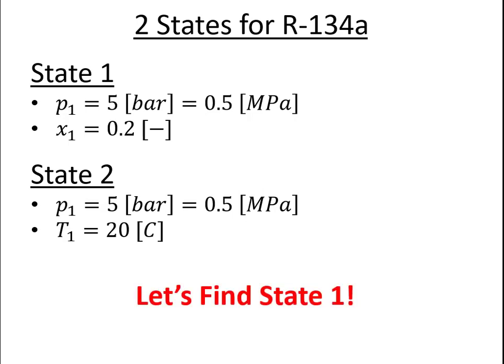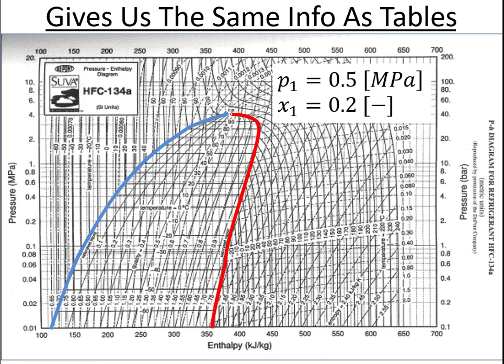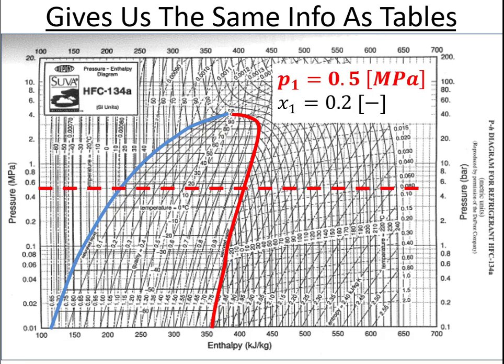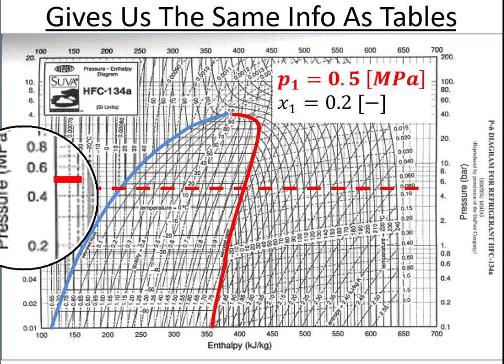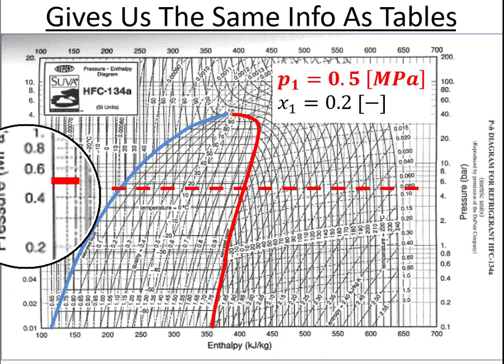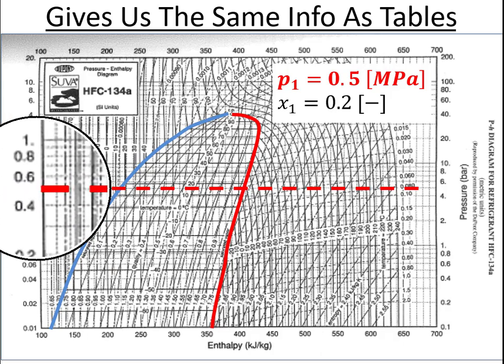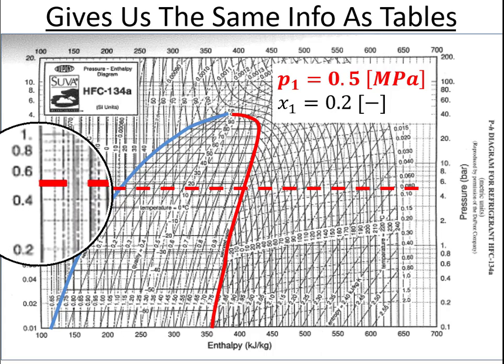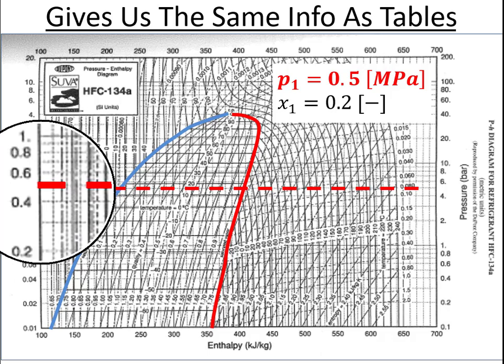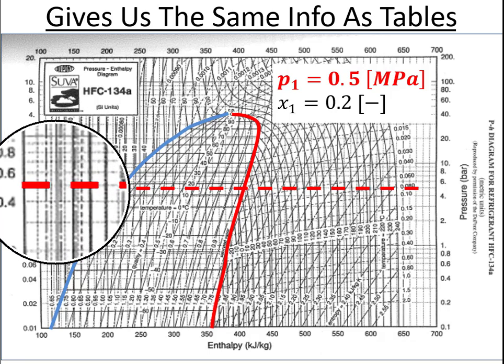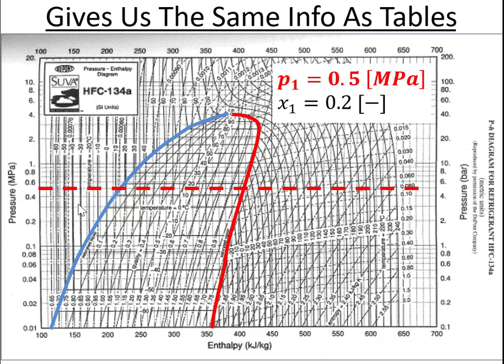So let's find state 1. The first thing I'm going to try to do is find a line where my pressure is 0.5 megapascals. Here we can see that the pressure is given in megapascals, so that's why I had to change it. This is a log scale, so I get 0.5 and 0.6, and I look for the line in between, and that's going to be 0.5 megapascals.